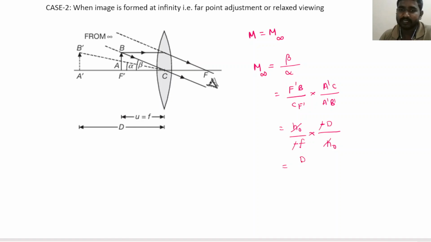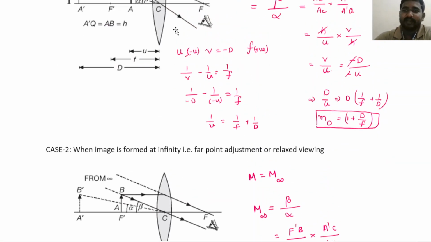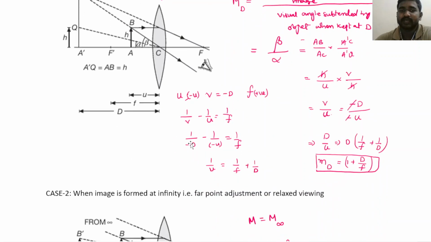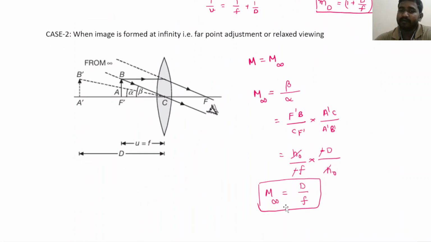Linear magnification, that is the magnifying power of a simple microscope whenever the image is formed at infinity, is the least distance of distinct vision divided by the focal length of the lens. That is the linear magnifying power of a simple microscope whenever the final image forms at infinity. In the first case, whenever the final image is formed at the least distance of distinct vision, your magnifying power is 1 plus d divided by f. Whenever the final image is formed at infinity, you get magnifying power d divided by f.